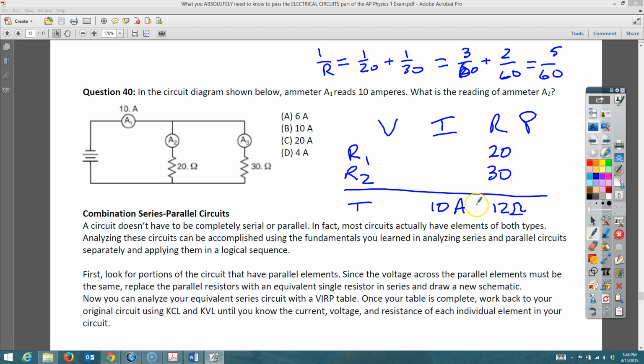At this point now, we can say V is equal to IR. So I is 10, R is 12, so this would be 120 volts, which means each one of these is 120 volts. Now we can go ahead and find out what the current is in 2 and 3. If this is 10 amps, we know that these two should add up to be that. So 120 divided by 20 is 6. 120 divided by 30 is 4. So I know that this one has got to be 6. This one has got to be 4. And the meter reading for A2 then is 6 amps, and our answer is A. And that is the end of parallel circuits.